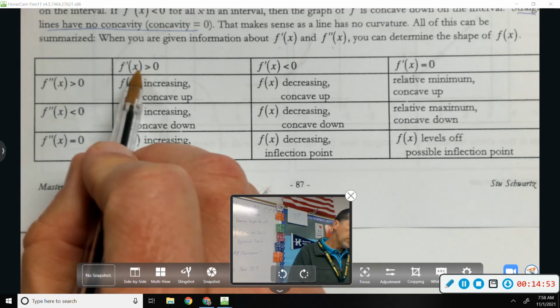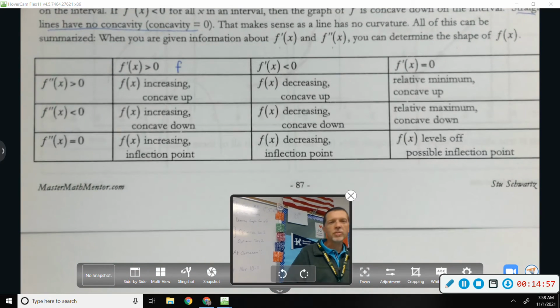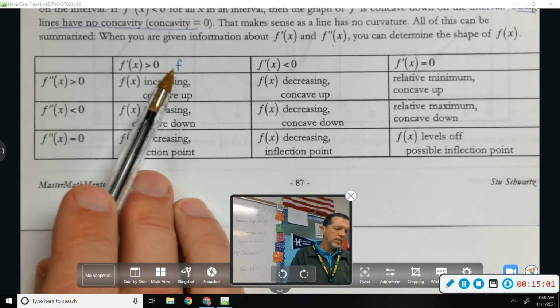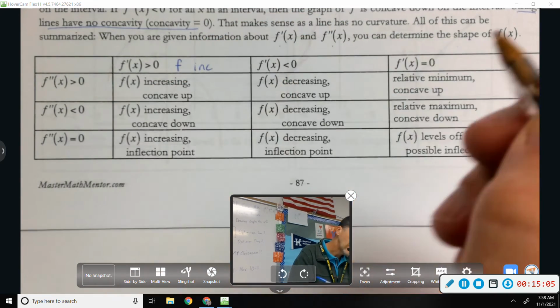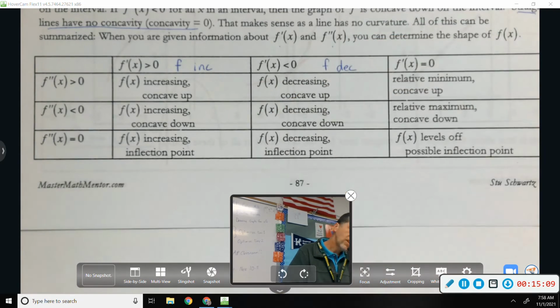F prime is positive. What does that mean about f? Let's put something else in here. F prime is positive. What does that tell us about f? f is increasing. If f prime is negative, then f is decreasing.